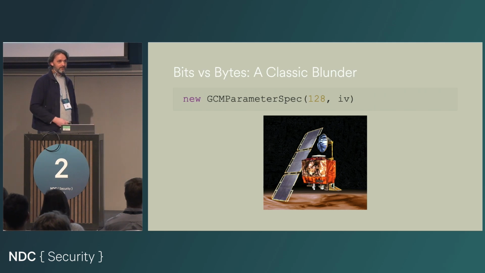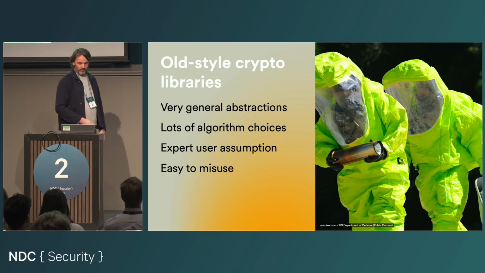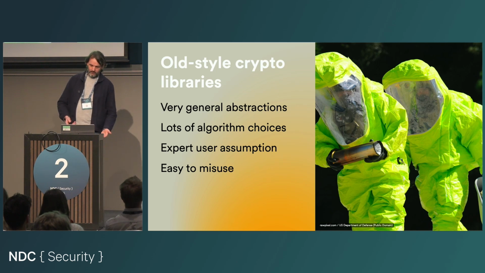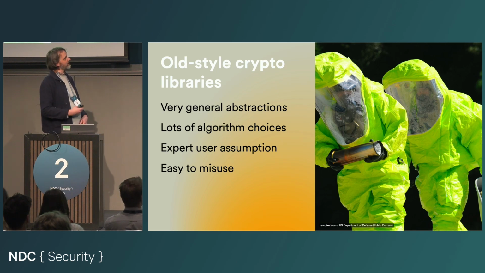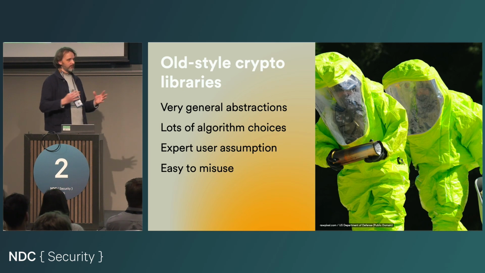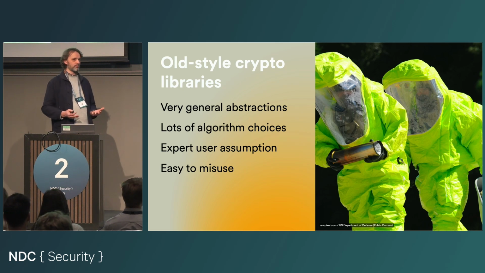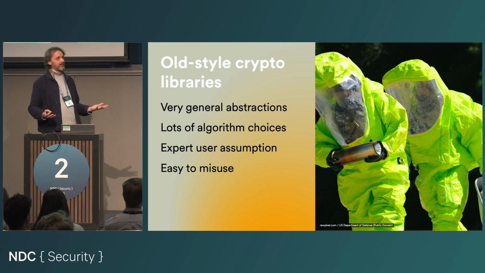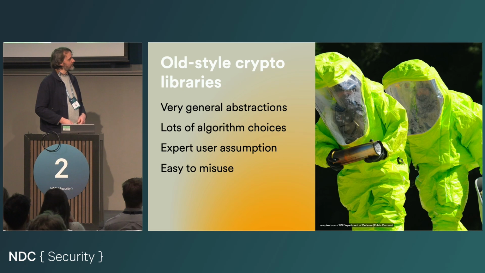Right, again, trivially brute forced. But yeah, that is the only value that makes any sense in this thing, but it makes you specify it. So these old-style crypto libraries are characterized by having lots of very general abstractions, loads of different choices for algorithms and things, and that you as a developer assume that you know what you're doing and that you're an expert and you can navigate these incredibly subtle security choices. And so they're very easy to misuse because of that.